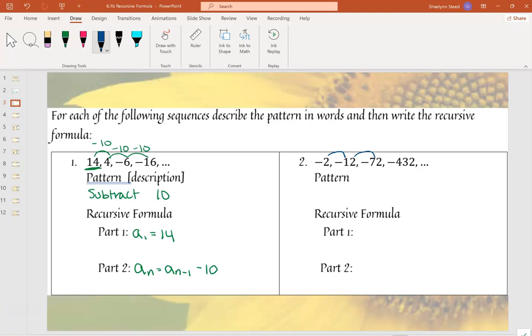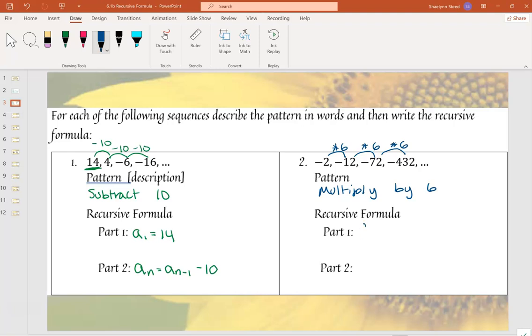So let's see what else it could be. I think -2 times 6 would be -12. -12 times 6 is -72. And if we check this last one, it's also times 6. So my pattern is multiply by 6.